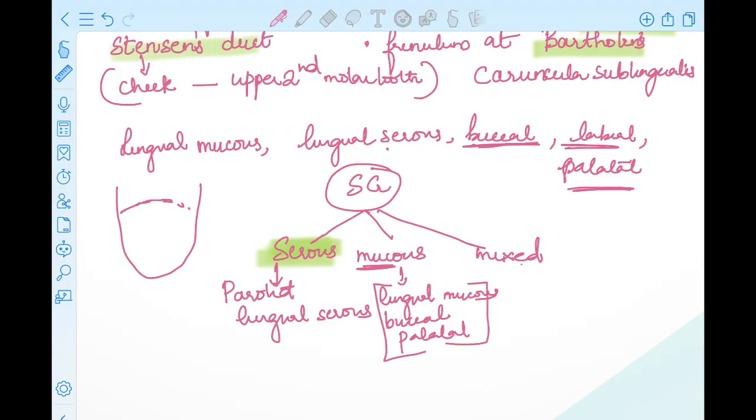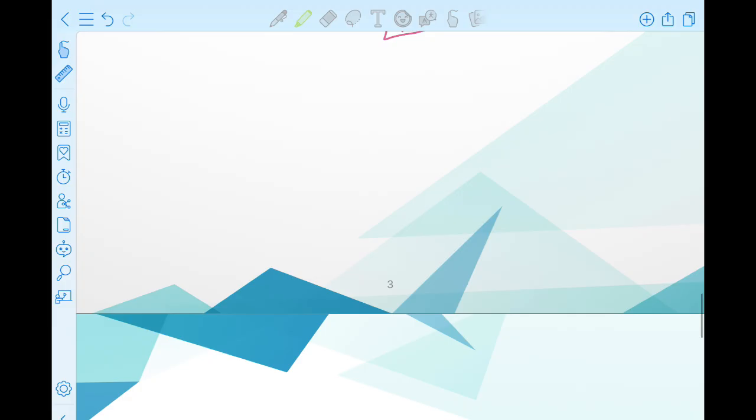not the major. And when you talk about mixed, we have both serous as well as mucus cells. Examples are the submandibular, the sublingual, as well as the labial glands. So we have the submandibular, a major salivary gland, then sublingual, which is also one of the major salivary glands. Labial is a minor salivary gland. So both major as well as minor salivary glands are present here.